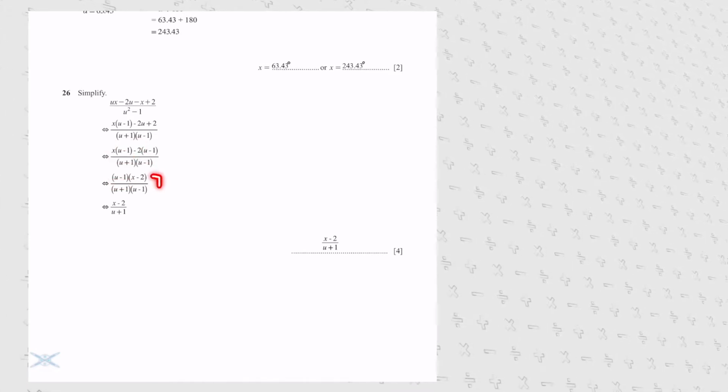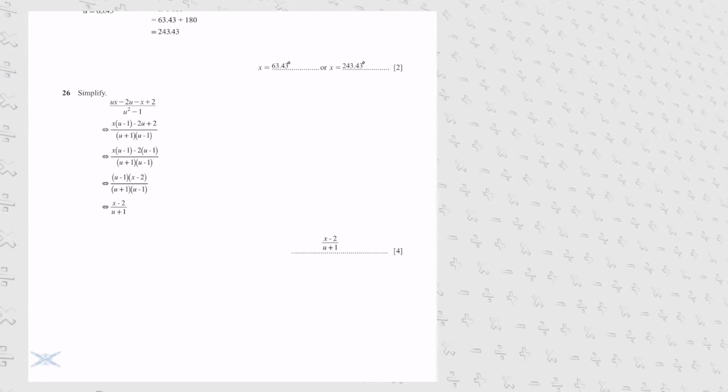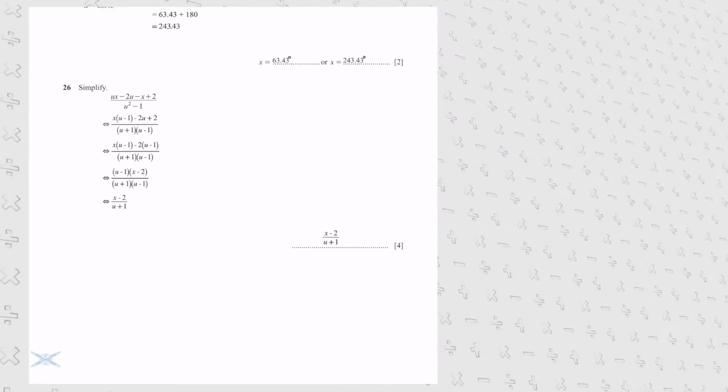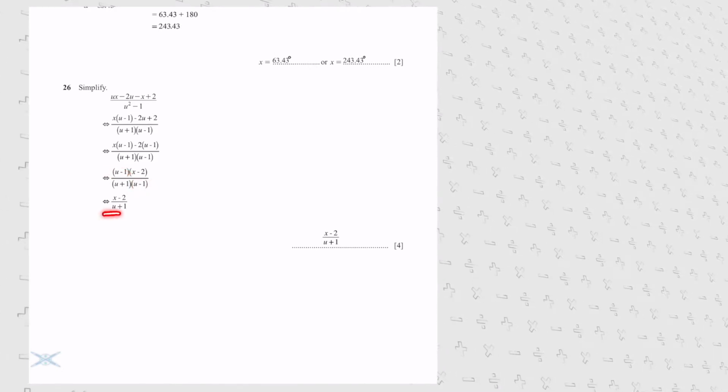After doing all of this, we simply compare all of the factors within the numerator and the denominator, and from here it should be pretty obvious that both contain the factor u minus 1, which we can simply eliminate. Thus we receive our simplified solution.